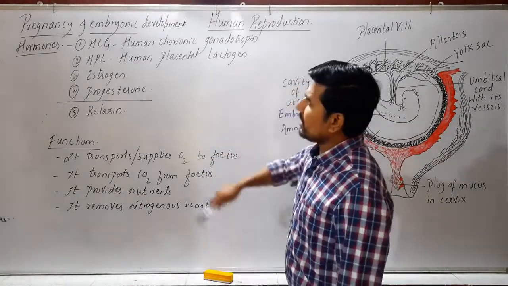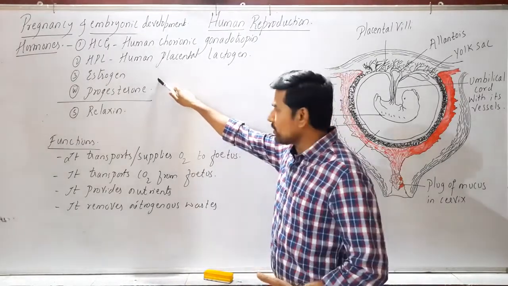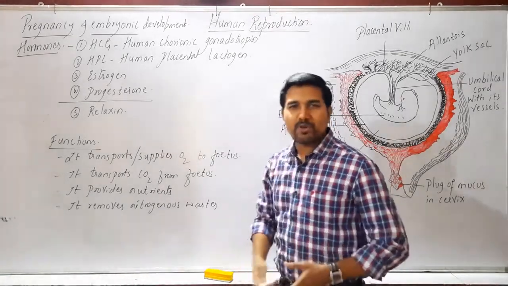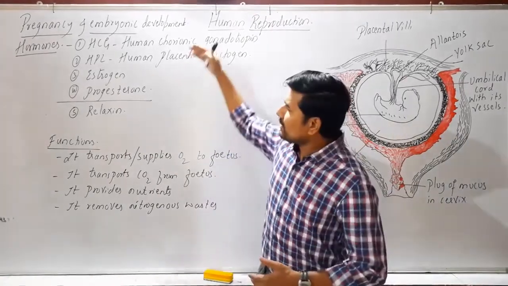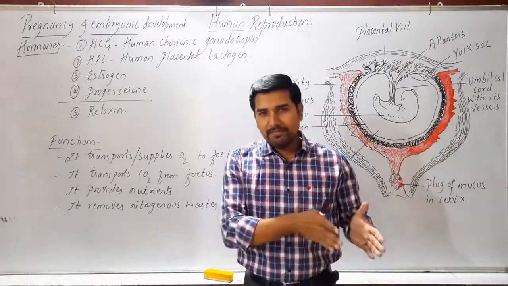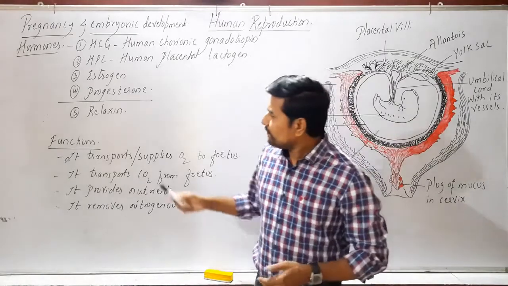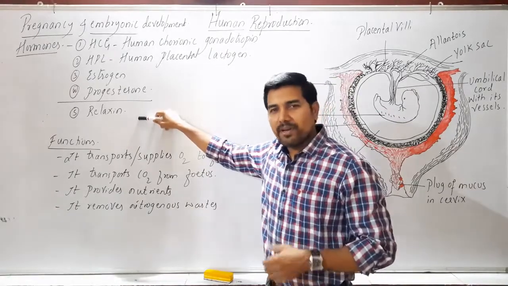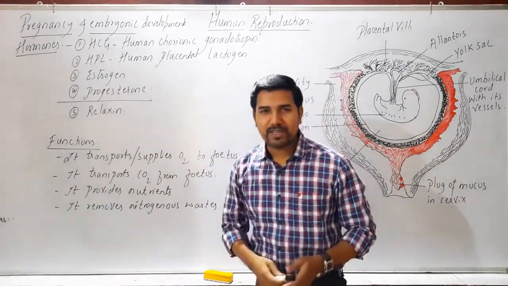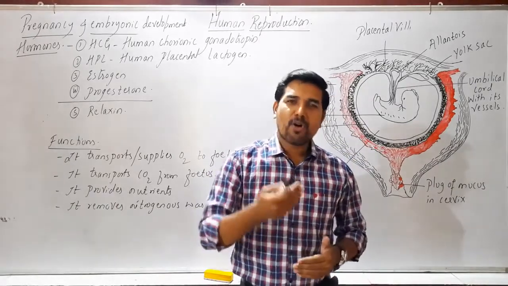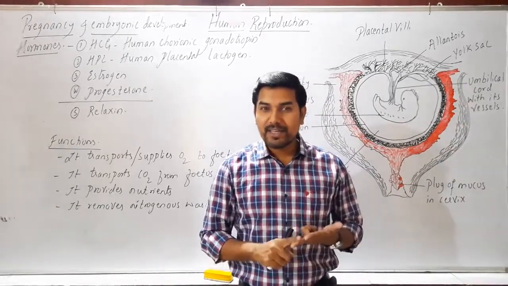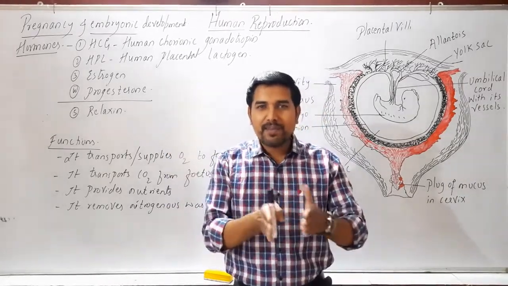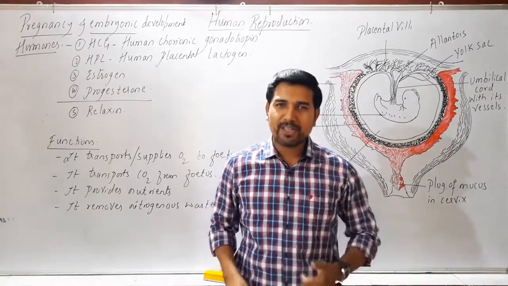Okay, then look at the hormones here. HCG, HPL, and estrogen, as usual, are produced by the female ovary and also by the placenta. Progesterone also has to be produced, because these hormones influence the ovary to produce more progesterone. Then relaxin is produced in the later conditions, generally during the parturition process. Apart from this, other hormones like cortisol and thyroxine also increase in concentration during pregnancy. This ensures that the pregnancy is carried out properly in females.